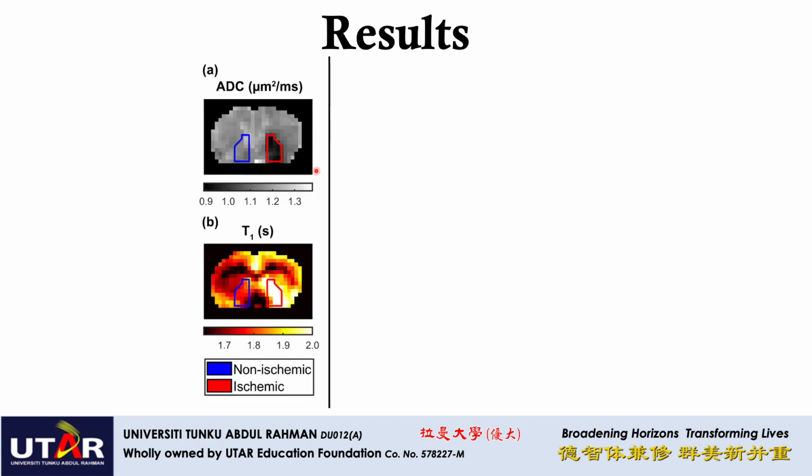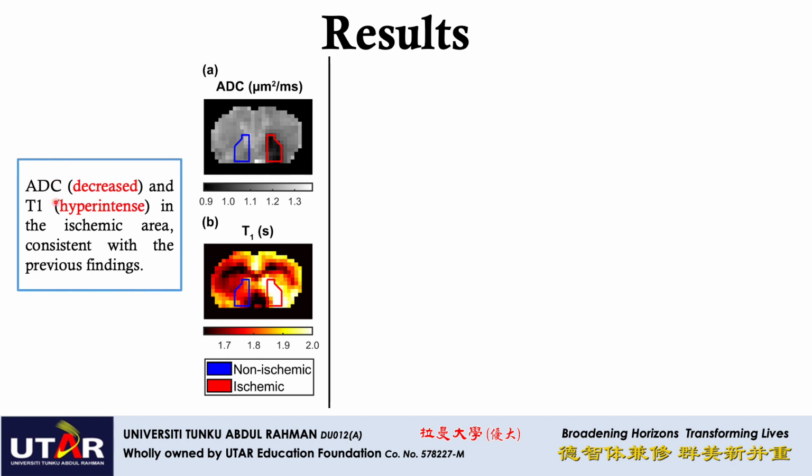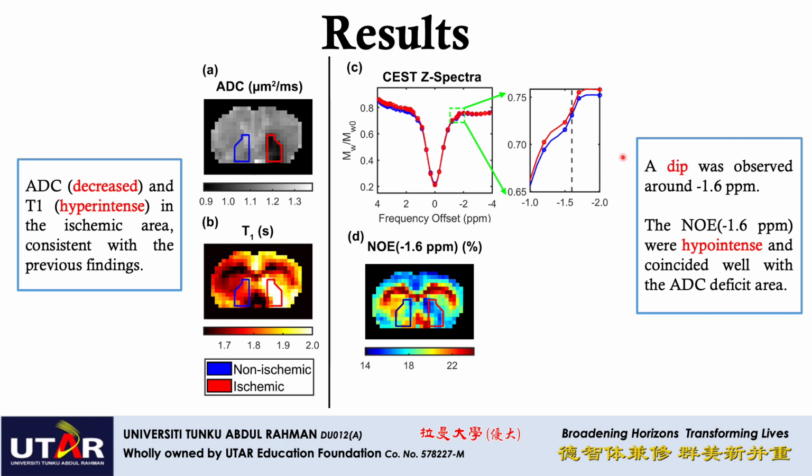This figure displays non-CEST MRI data from a representative animal. The apparent diffusion coefficient decreased and T1 was hyperintense in the ischemic area, which is consistent with previous findings. As for the CEST data, a dip was observed around negative 1.6 ppm, and this dip suggests potential changes in the choline-containing phospholipids in the cell membrane, which could be associated with lipid peroxidation. The NOE deficit area was hyperintense and coincided well with the ADC deficit area.